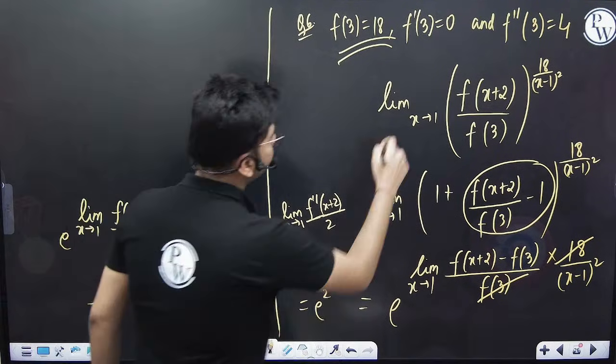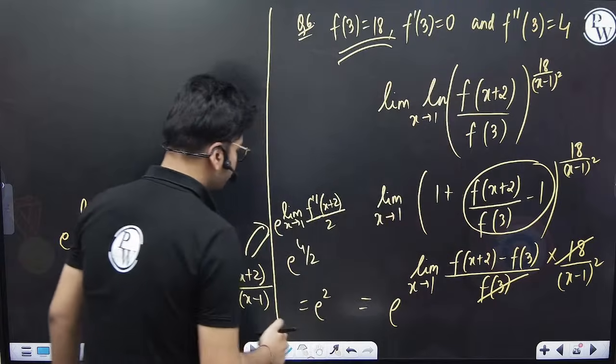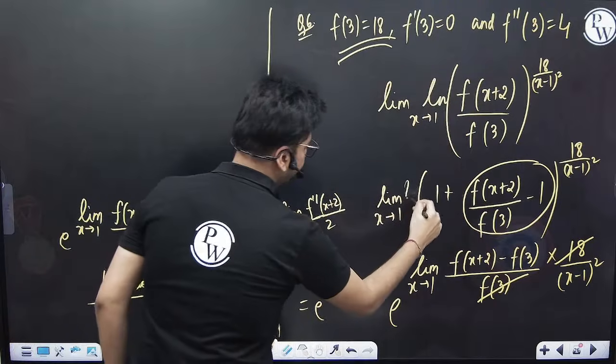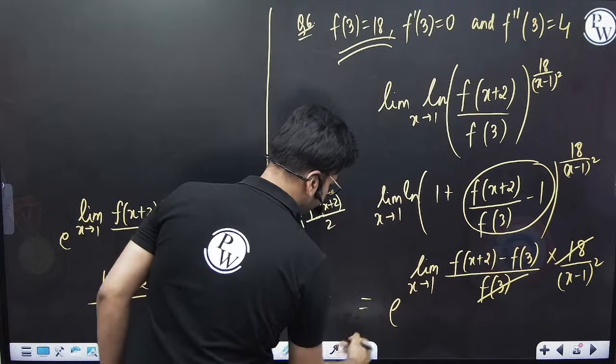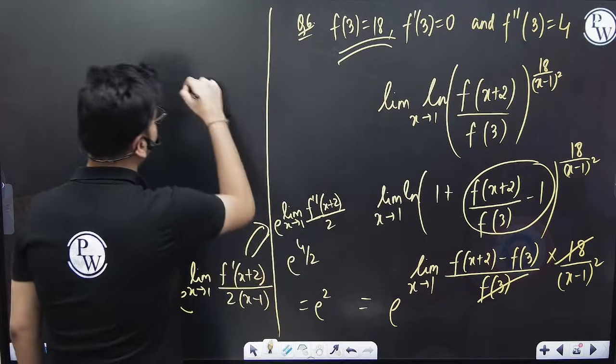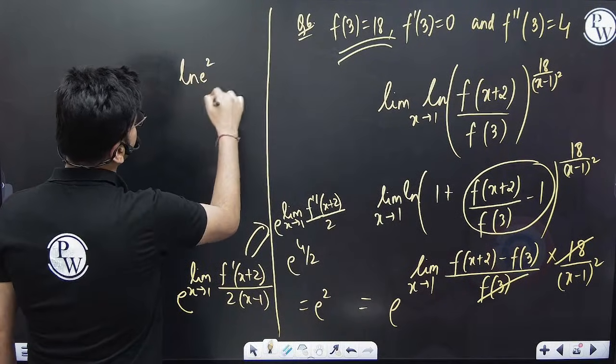In the question, ln was given. So now this will become ln of this. So you will get ln of e square. So the answer will come out as 2.